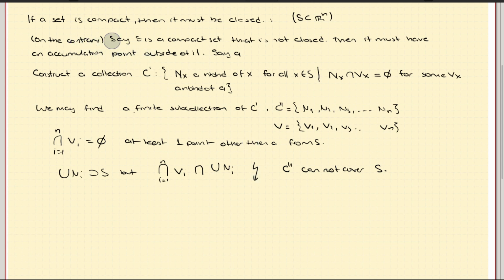Because we assumed that S is compact and it is not closed. So it has an accumulation point that is not contained in it. So it cannot happen. If it's compact, it should contain all of its accumulation points. And this says that if the set S is compact, it must be closed. And this finishes the first part of our proof.